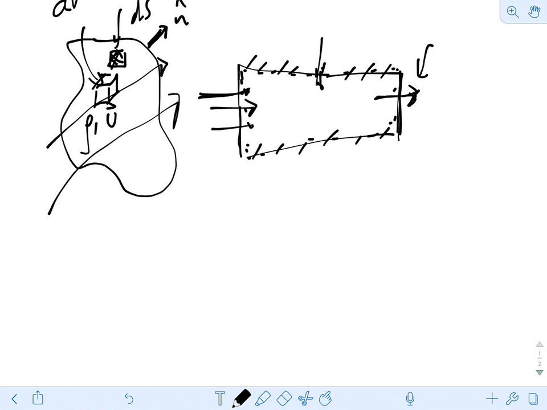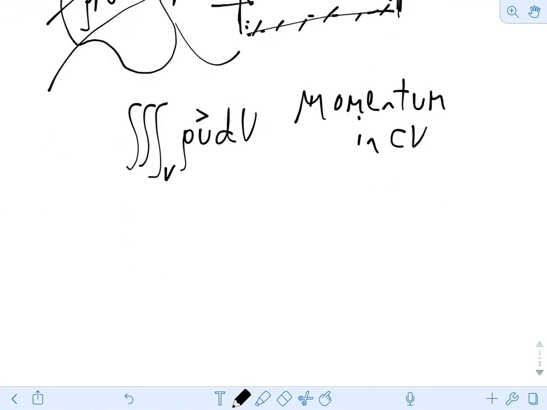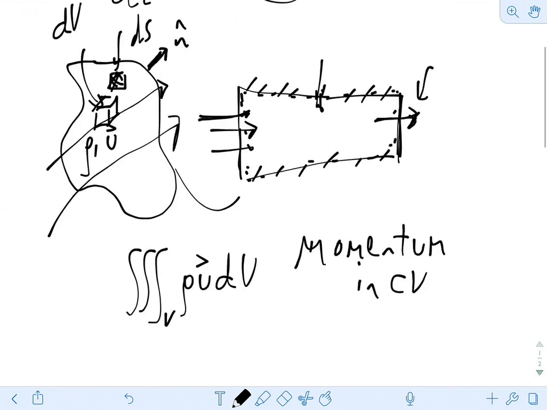How much momentum is in these control volumes? Well, we're going to integrate over the whole volume as we did with total mass, but now we're trying to integrate the total momentum. Again, this is a vector law, so this is momentum in the control volume. And what about the flux of momentum? How much momentum is leaving the control volume?